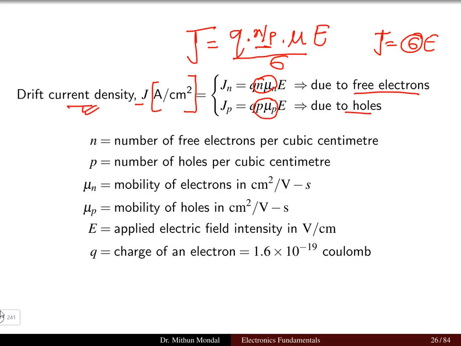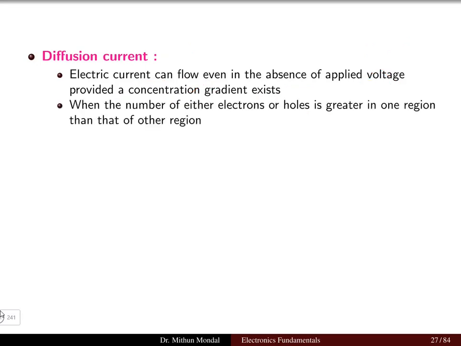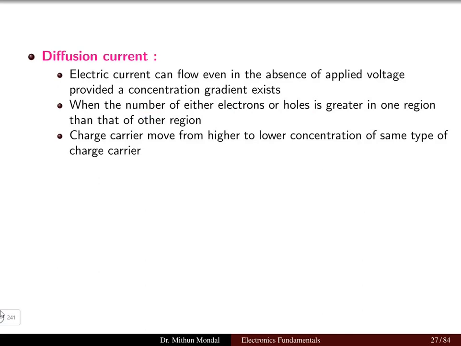When we talk about the diffusion current, the current can flow even in the absence of applied voltage, provided a concentration gradient exists. So we don't have a voltage applied, but a concentration gradient is there between the particles. So when the number of either electrons or holes is greater in one region as compared to the other region, then a concentration gradient is formed, and from the higher concentration to the lower concentration, the charge particles will move.